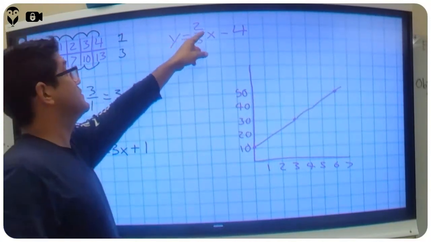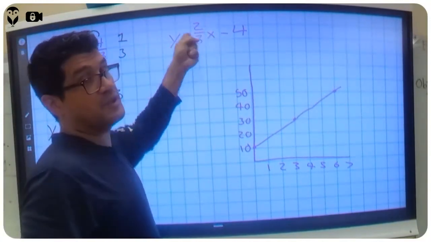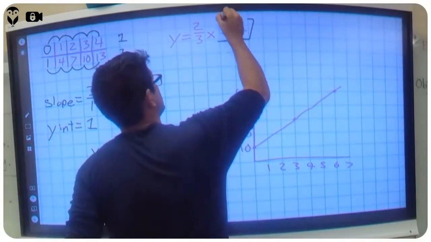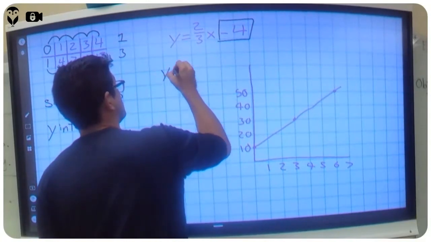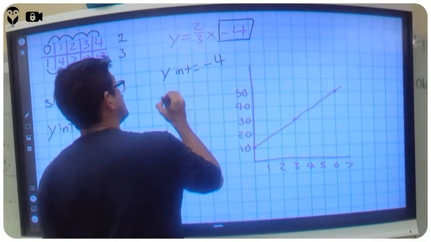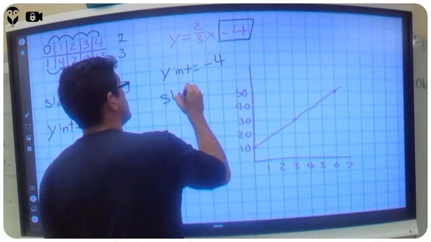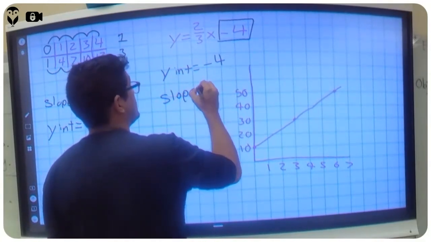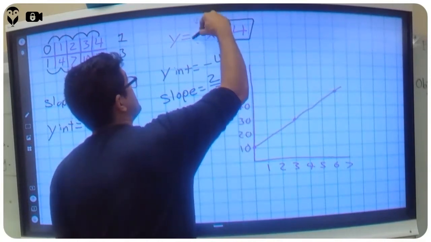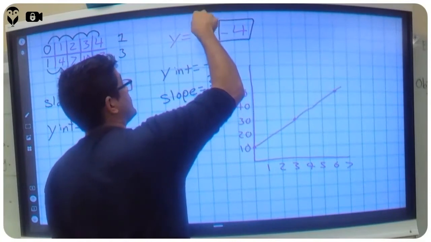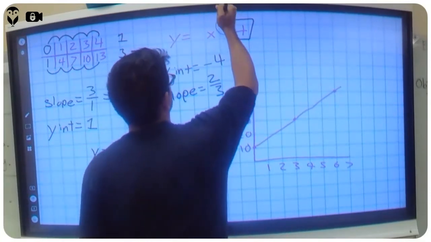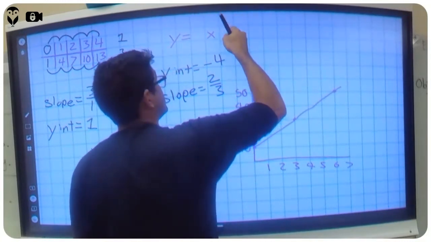What about this? Here I don't have to write the equation, I just have to pull the slope out and the y-intercept out. The y-intercept is -4. What is the slope? The slope is 2 over 3. Remember, if you ever see nothing there in front of the x, the slope is 1. If there's nothing added, the y-intercept is 0.